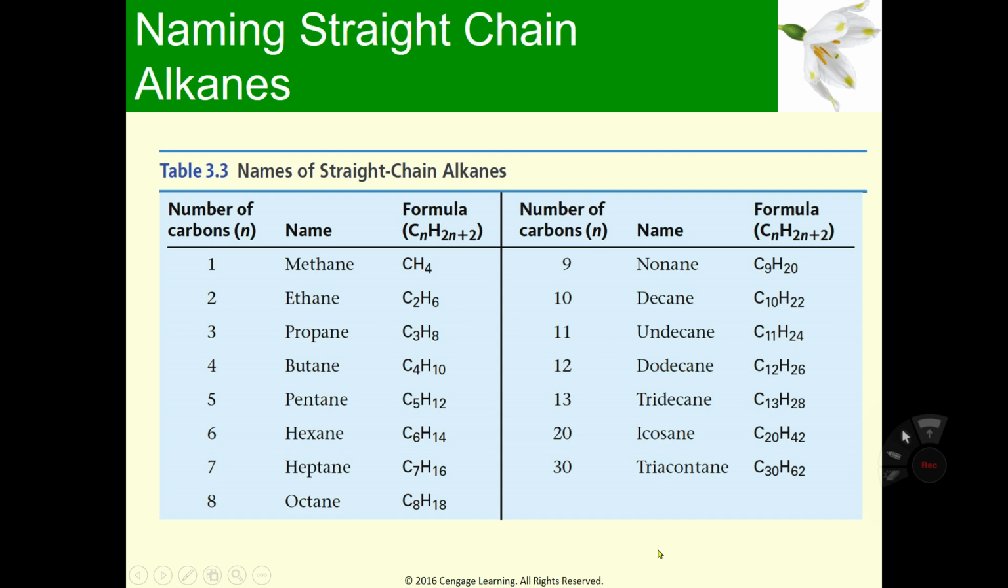So we can classify the hydrocarbons easily based on the number of carbons. If you have one carbon, we call it methane. Ethane for 2 carbons, propane for 3 carbons, butane, pentane, and so on.